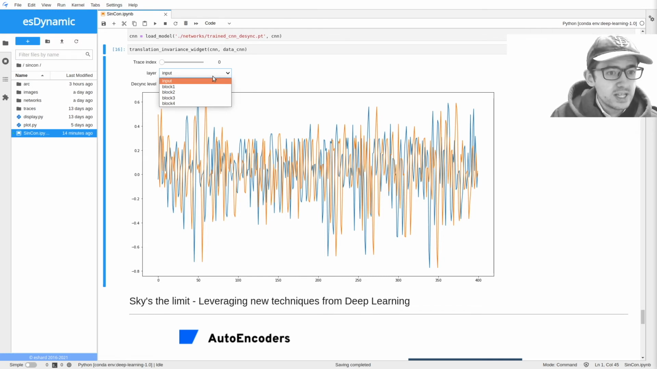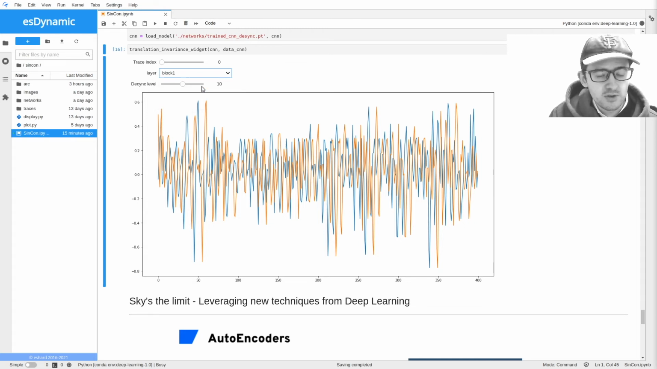Okay? So we start at the input of the network, and here we display 2 input data. We display in blue an input trace, and in orange we display the same input data, but artificially desynchronized. So in orange, it's the same trace as in blue, but just shifted 10 samples to the right. And what we will do is observe how the network processes these 2 inputs across the different layers.